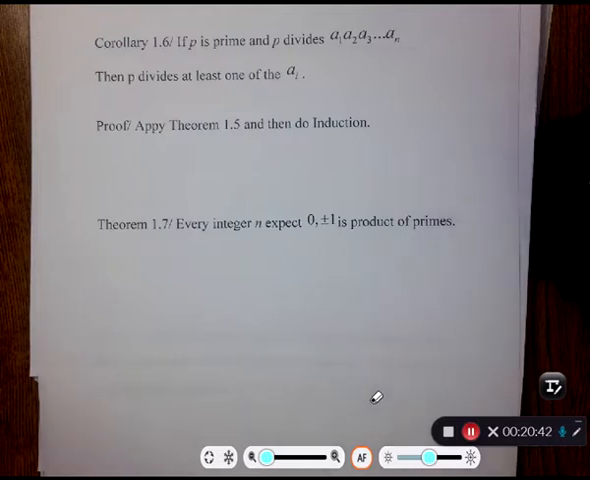All right, so here's the next one. Corollary 1.6. Remember what we talked about, a corollary is a theorem that typically follows from the previous theorem. So with the previous theorem, we were talking about the idea that whenever P is prime and P divides a product, then either P divides the first guy or P divides the second guy. It's one of these wonderful properties of primes. Now, Corollary 1.6 says this.